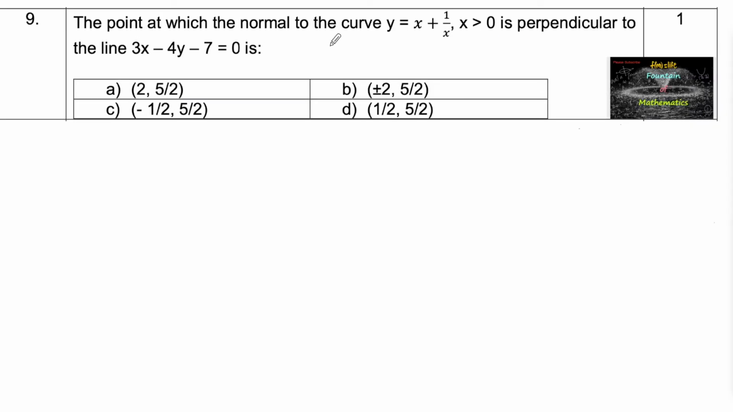The point at which the normal to the curve y is equal to x plus 1 upon x, where x is positive, greater than 0, is perpendicular to the line 3x minus 4y minus 7 equals to 0. So there is a curve, let us consider y is equal to x plus 1 upon x. Let us consider a point P, where the tangent is drawn, for which the normal is perpendicular to the tangent at the point P.